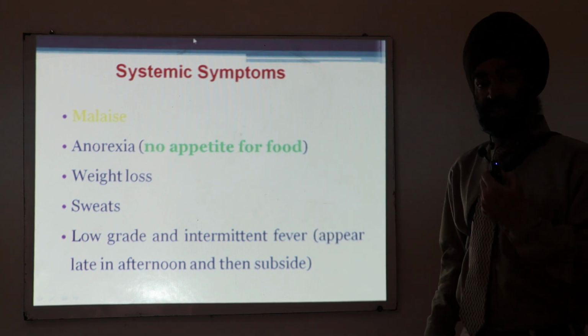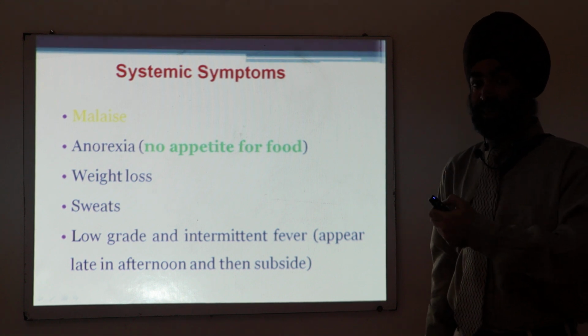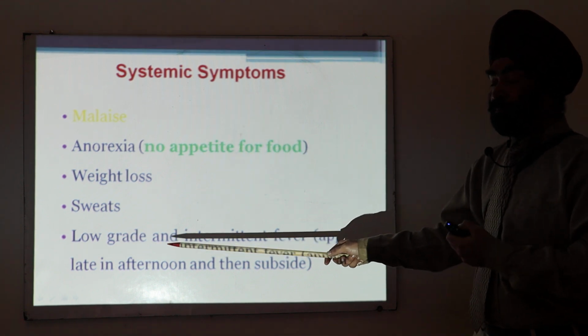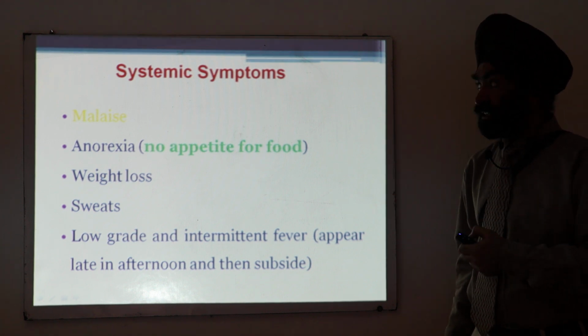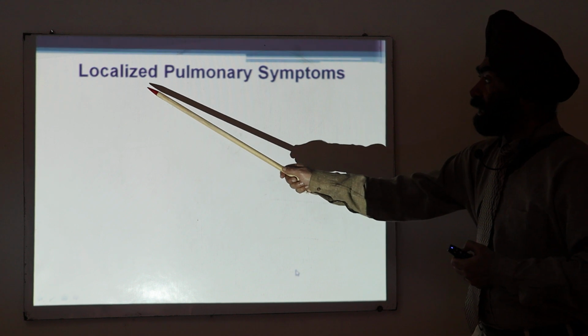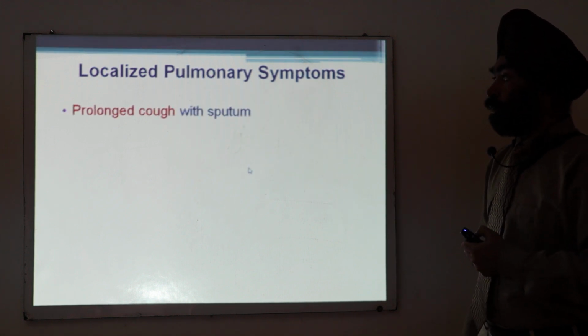These are the general systemic symptoms of tuberculosis, but you cannot conclude from these symptoms that the person is suffering from tuberculosis, because these are general symptoms that happen in a number of diseases. Now there are some localized pulmonary symptoms, symptoms which are related to the lungs. Now what are they?